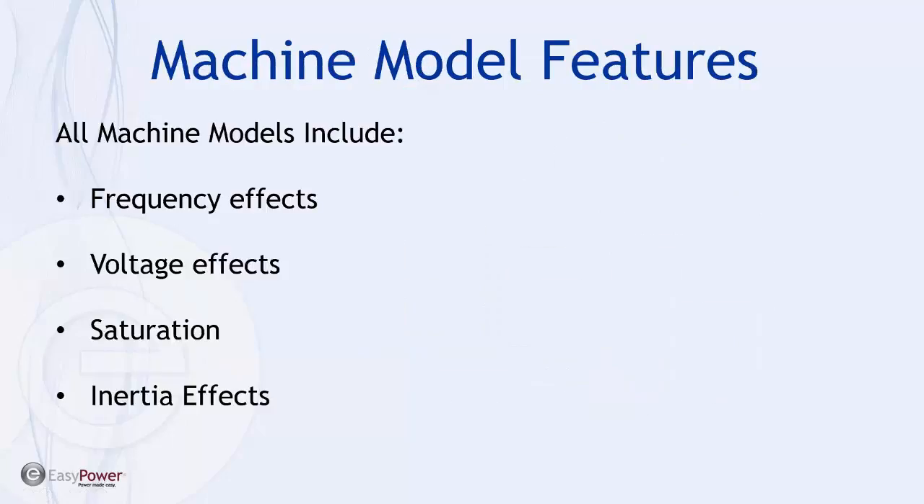So the machine model features: all the machine models include frequency effects, voltage effects, saturation, and inertia effects. And we'll see that as we get into these examples. Most of these can be modified or affected, even as we're stepping through the calculations, by the functions in the script.